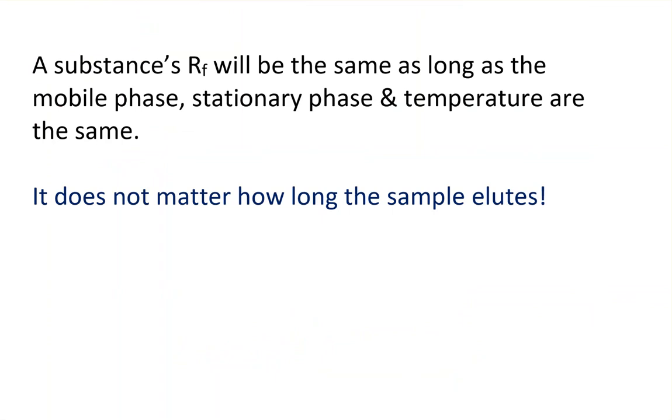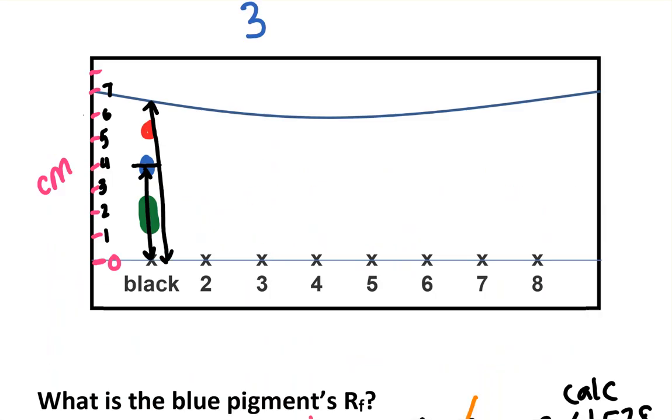Theoretically, a substance's retention factor will be the same as long as the mobile phase, stationary phase, and temperature are all the same. So that means if I go back and look, if I started with green down here, when it moved up, it went into blue and yellow. But notice that the blue is aligned with what the blue did before. So it's around the same height. And of course it'll vary a little because of the distance here. But the idea is that the ratio of how far it moves up relative to the solvent is fairly constant.